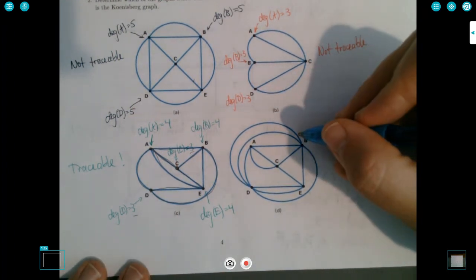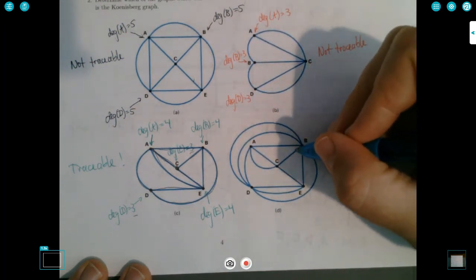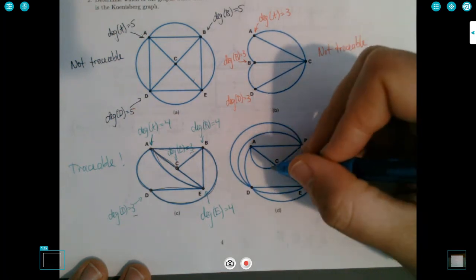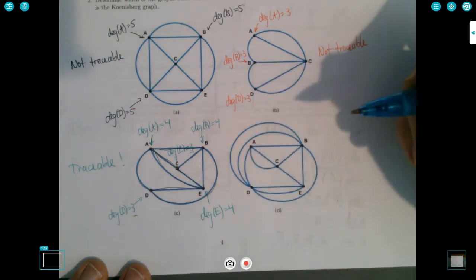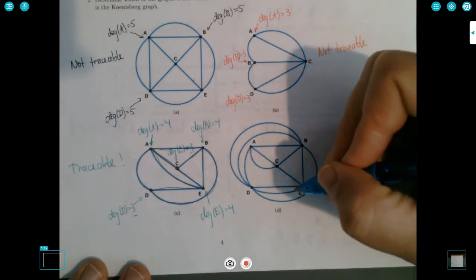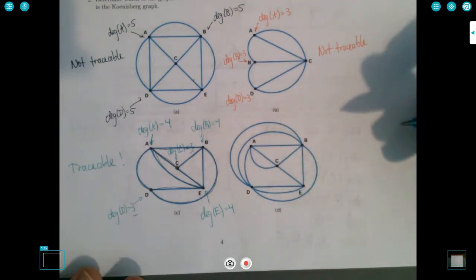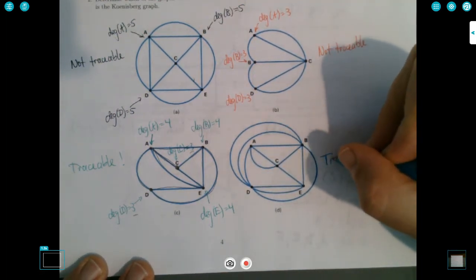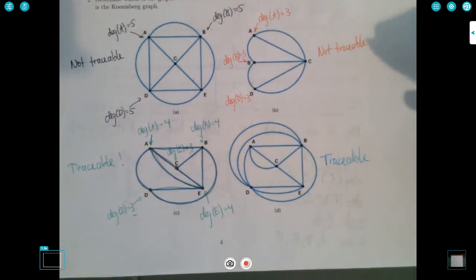Here's my solution. For A, I've got 1, 2, 3, 4. So that's okay. For B, I've got 1, 2, 3, 4, 5, 6. So that's okay. For C, I've got 1, 2, 3, 4. That's okay. For D, I've got 1, 2, 3, 4, 5, 6. That's okay. And for E, I've got 1, 2, 3, 4. And that's it. So on this one, all of the degrees are even. So that's definitely traceable. And since all of the vertices are even, you could start with any of them.